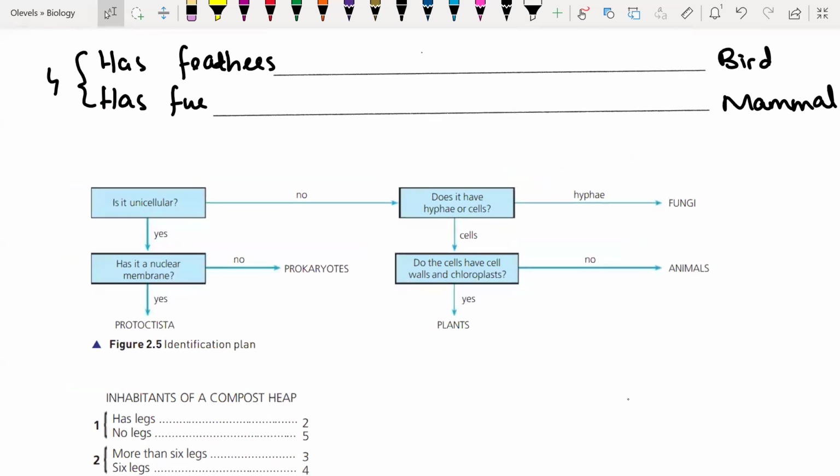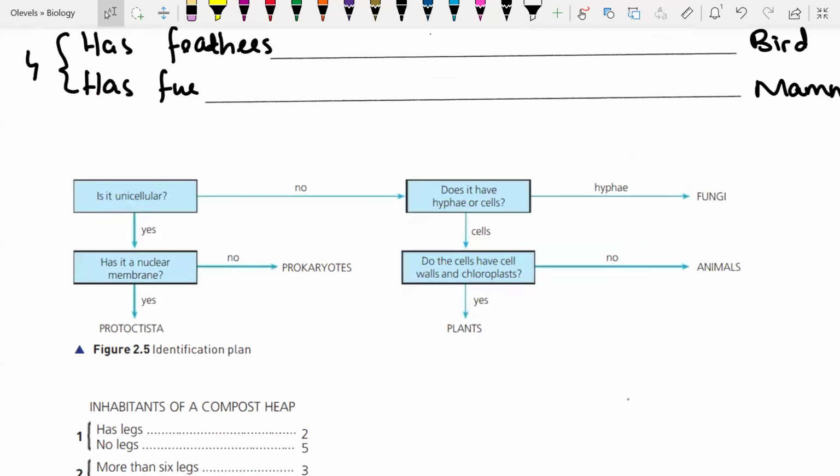Now, this is an identification plan that is similar to this dichotomous key. For example, if you have any organism, you have to ask, is it unicellular? If it is unicellular, then you have to see whether it has a nuclear membrane. If it has a nuclear membrane, then it is a protoctista. If it doesn't have one, then that's a prokaryote.